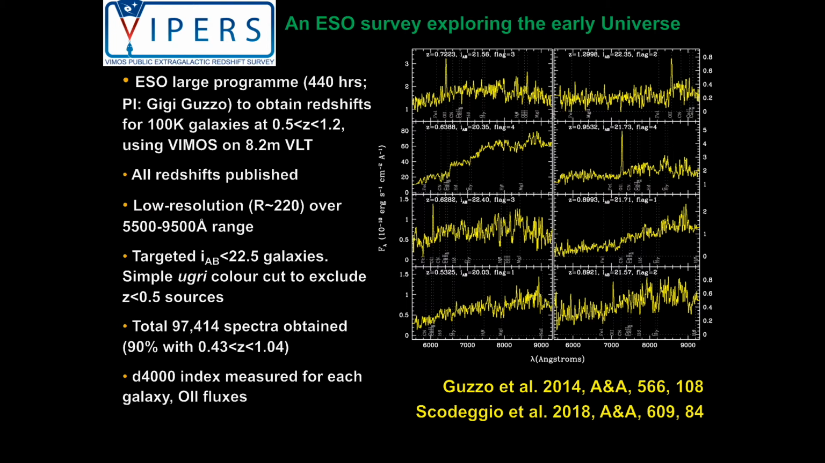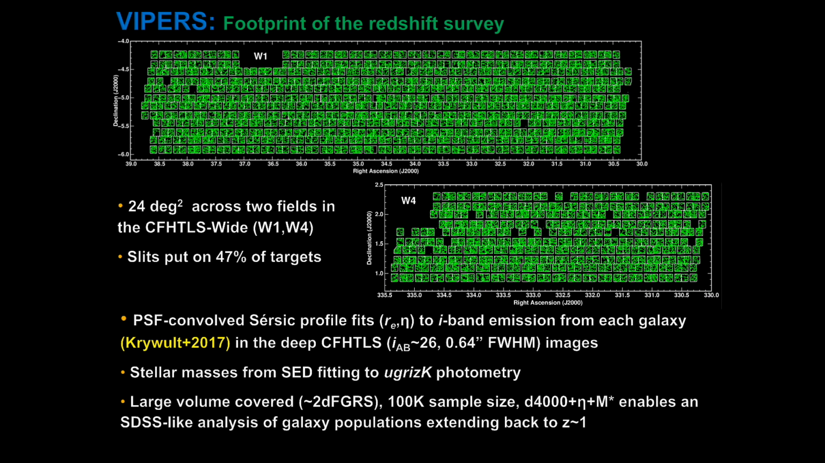IPERS covered 24 square degrees across two fields, W1 and W4 of the Canada France Legacy Survey. Only a single pass was carried out and slits placed on 47% of targets. PSF-convolved Sérsic profile models were fitted to the I-band emission from each galaxy, giving their sizes and Sérsic indices, while stellar masses were estimated from SED fitting to their UGIZ-K photometry. The large volume covered, comparable to the 2dF, its 100K sample size, and the availability of D4000 indices, structural parameters and stellar masses for each galaxy enables Sloan-like analyses of galaxy populations extending back to a redshift of 1.